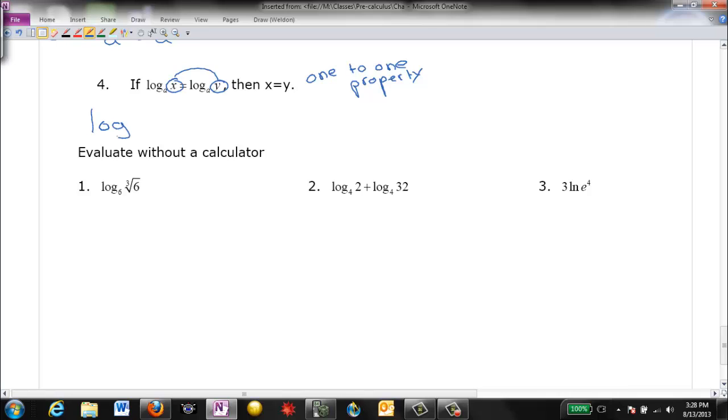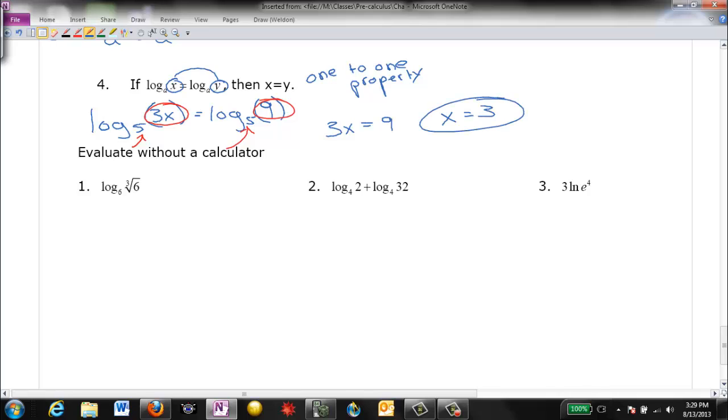Okay, so a good example of that would be something like this. Let's say I have the equation log base 5 of 3x is equal to log base 5 of 9. Since these two logs have the same base, I can take this 3x and this 9 and just set them equal to each other. So 3x equals 9, therefore x equals 3. And voila, we just solved our first logarithmic equation. And that's by use of that one-to-one property.